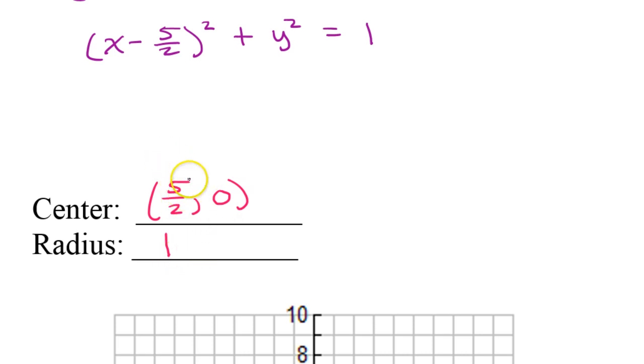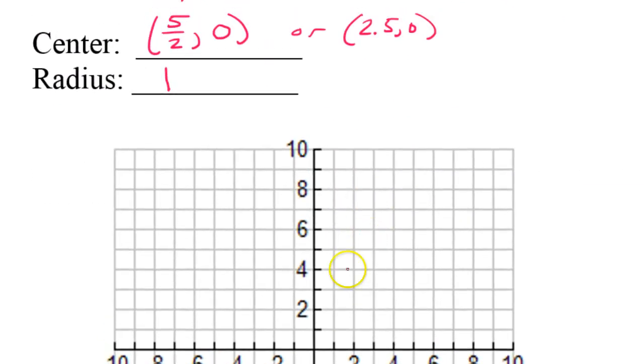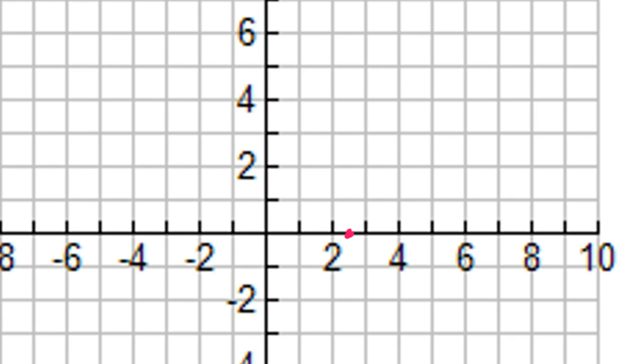Now 5 over 2 is, as a decimal, 2.5. Okay, maybe I'll just write 2.5 comma 0. Now I have both forms. So my center is going to be over here at 2.5 comma 0. I feel like I should zoom in. So here's my center at 2.5 comma 0.